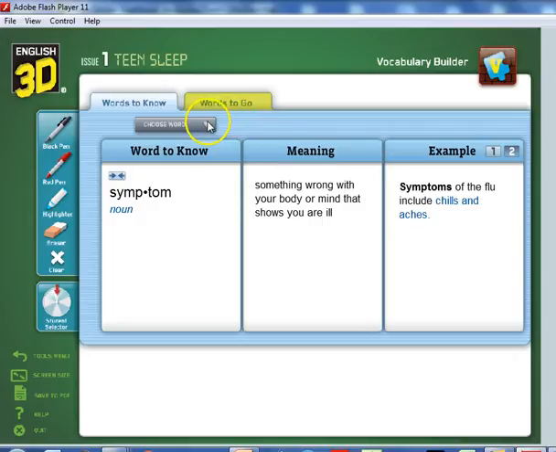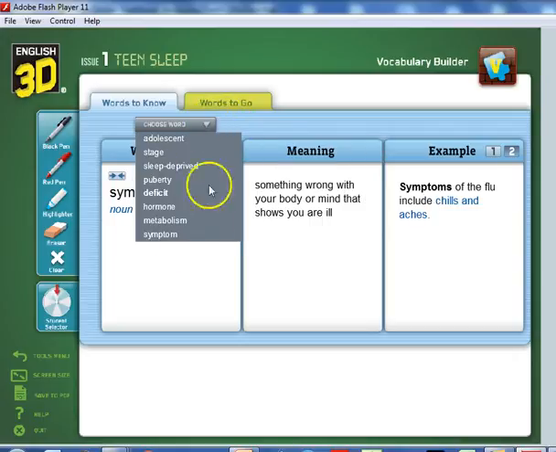Just saying. Okay, so in your workbook, make sure you've answered the definitions and examples. And then you're going to go on to Quizlet to practice these words to know. Good luck.